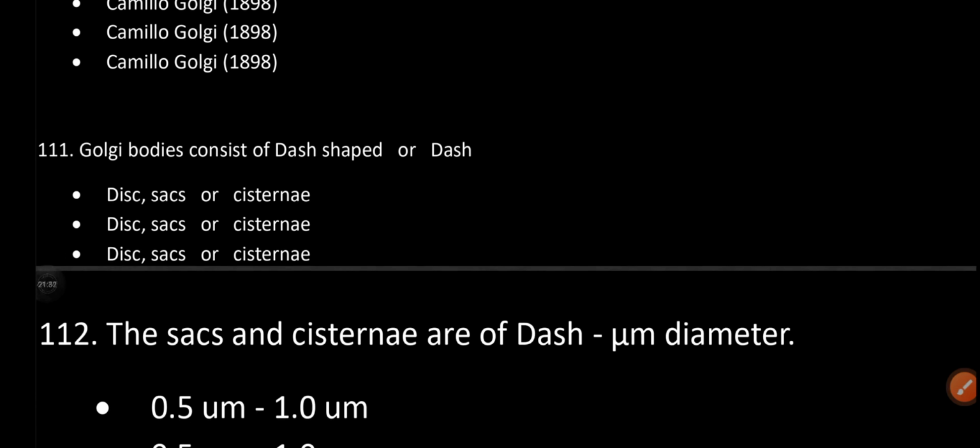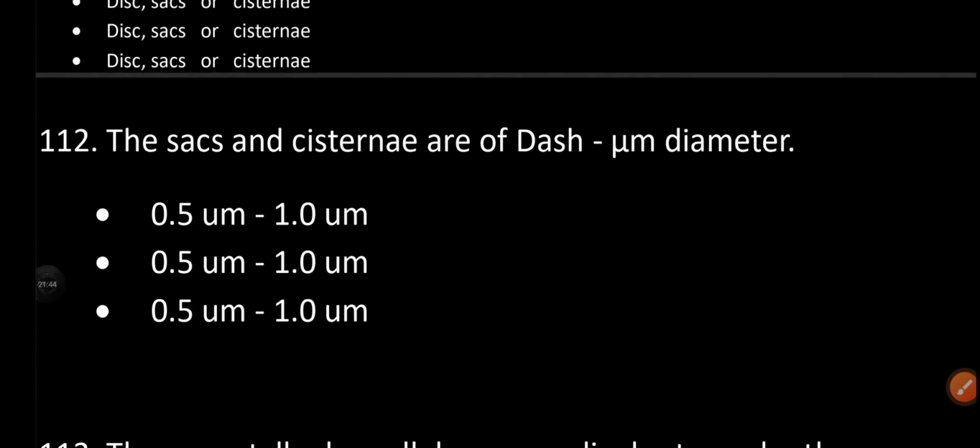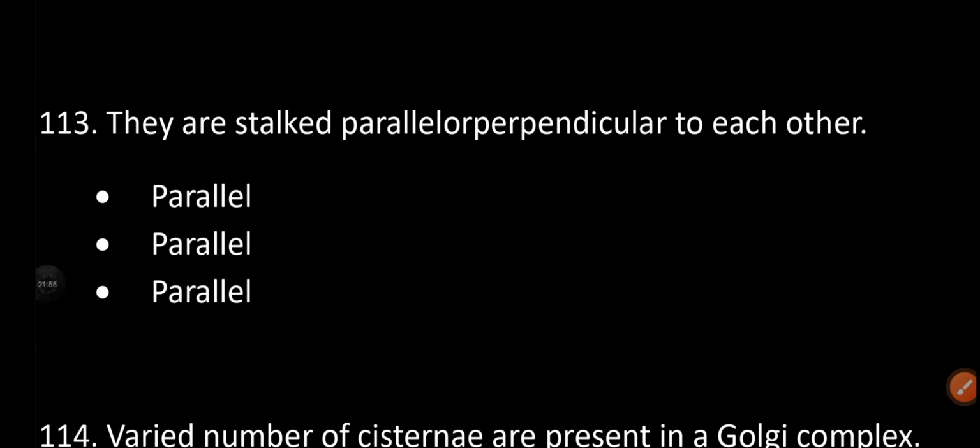Golgi bodies consist of many flat, disc-shaped sacs or cisternae. The sacs and cisternae are 0.5 micrometer to 1 micrometer in diameter. They are stacked parallel or perpendicular to each other.